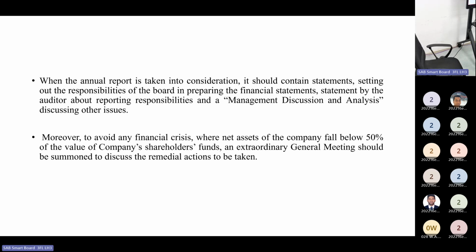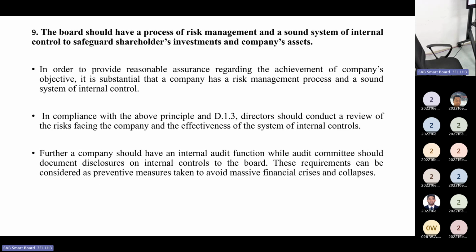Moreover, to avoid any financial crisis, where the net assets of the company fall far below 50% of the value of the shareholders' funds, you have to have an extraordinary general meeting and discuss what you need to do. This is a must. If there is a financial crisis and your net assets fall below 50%, you need to have a general meeting. It's about risk management.